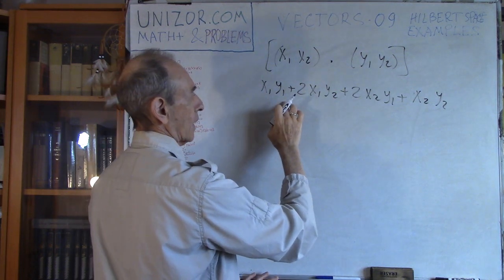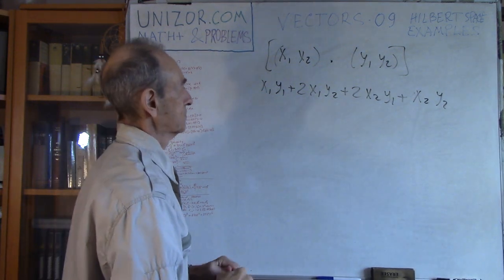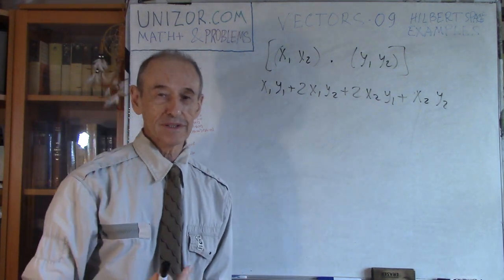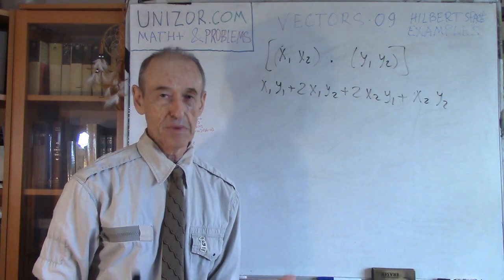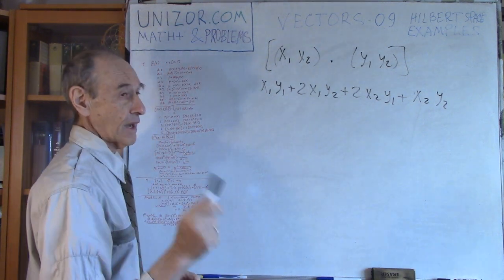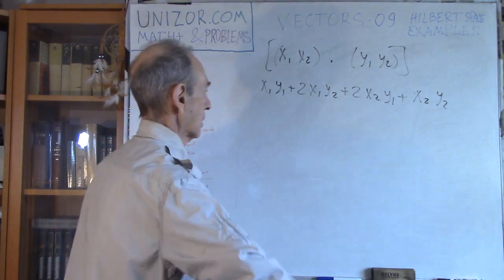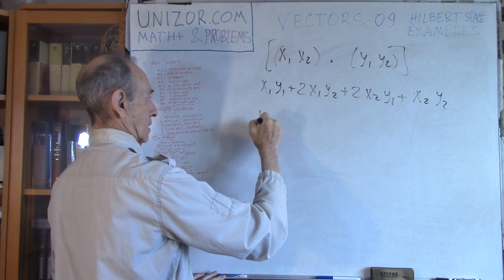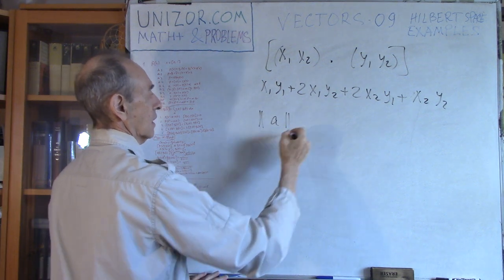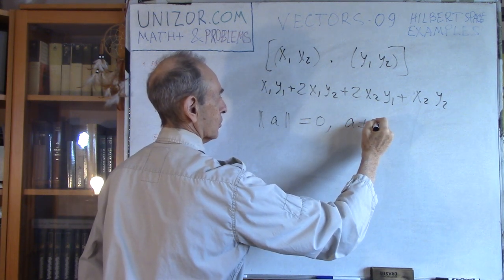So not only x1, y1 plus x2, y2, I would like to add some kind of a cross product. Would that be a scalar product in the sense of Hilbert space? Well, the answer is no. Why? Because I can always find a vector whose norm is equal to 0, but the vector is not equal to (0, 0).